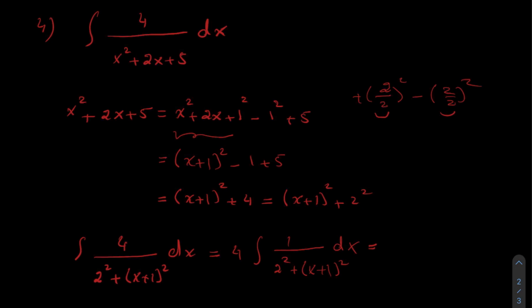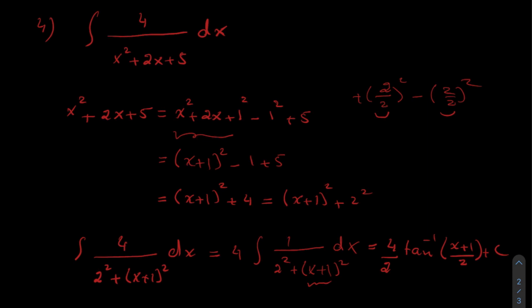So we can write the answer is 4 over a, which is 2, tangent inverse x over a, which is, we consider this as x, so this is x plus 1 over a, which is 2, plus constant. This is not x, this is considered to be u, but I'm not going to work with the substitution method here.